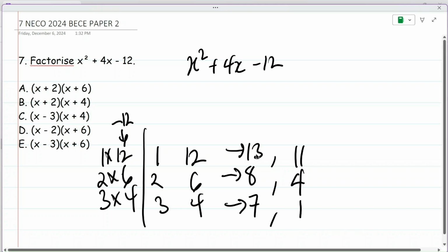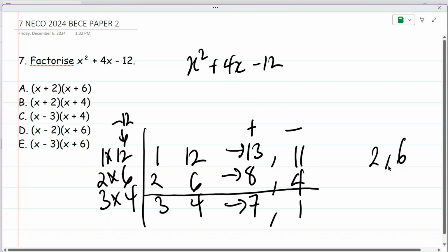Looking at all of our options, this is for addition and this is for subtraction. The one that has a 4, same as the number in front of x, or the coefficient of x, is 6 and 2. That's the one we're going to use. So 6 and 2 are the two numbers that you multiply to give you 12, and when you subtract them, it gives you plus 4.